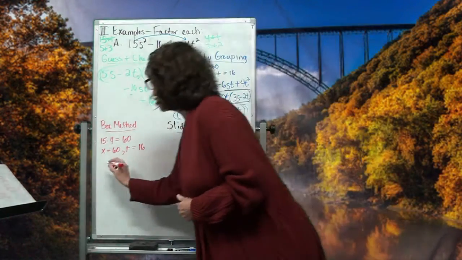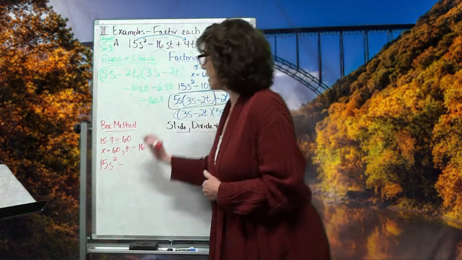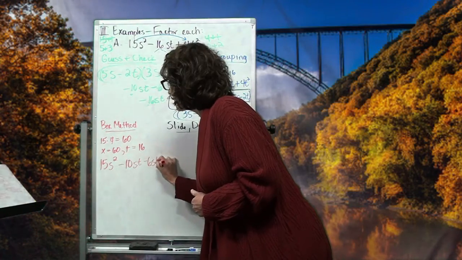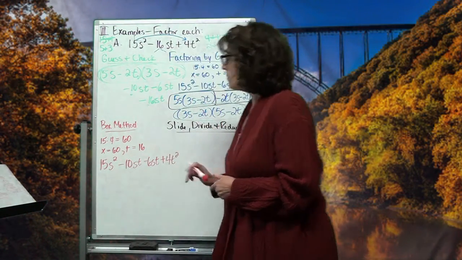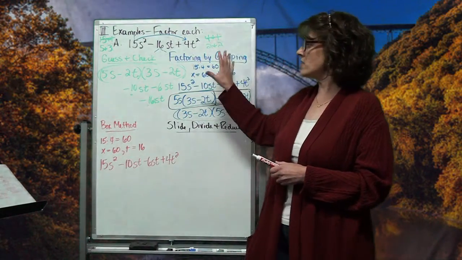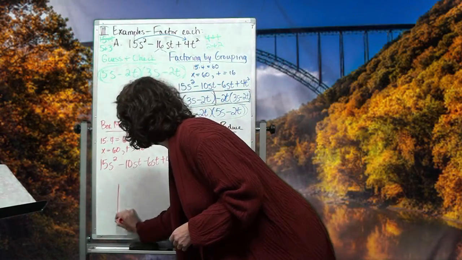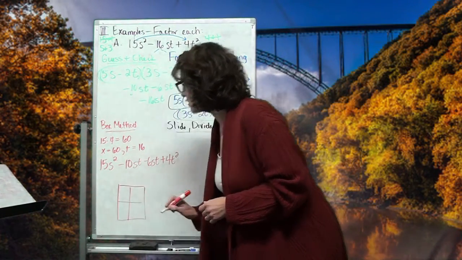So I'm going to take my trinomial, my 15s squared. I'm going to split this up as a minus 10st minus 6st. And I'm going to keep my term in the back. So remember, box method starts the same way as factoring by grouping, but here's where we take our detour. Instead of putting those 4 terms and pairing them up, I'm going to put them inside of this box.